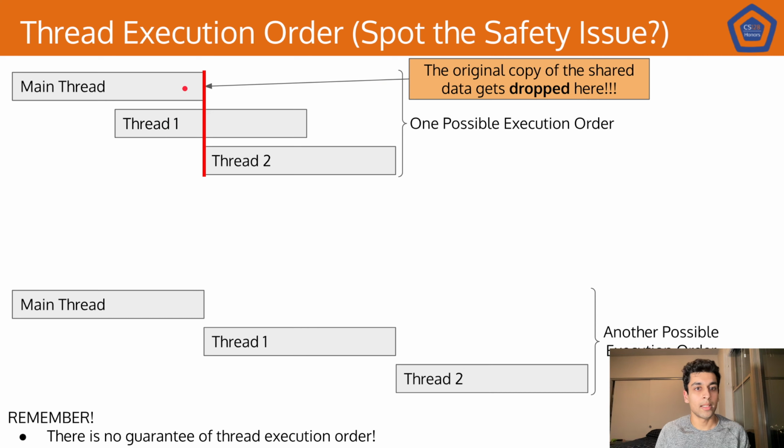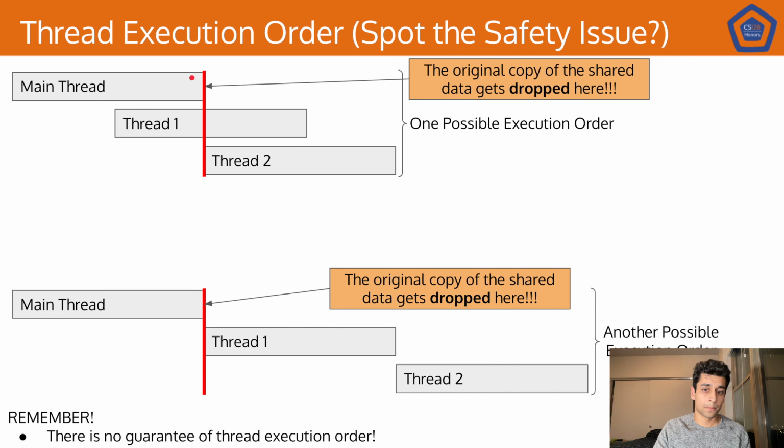Let's say we create the data in some function call. The data gets dropped at the end of that function. Okay, but the issue is we passed a reference to that data to thread 1 and thread 2. So when the original data goes out of scope, that means we have an invalid reference here. We have a reference to some data that's been dropped already. That violates our Rust memory safety rules.